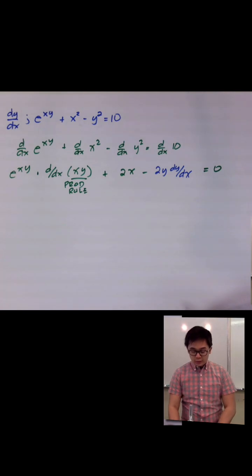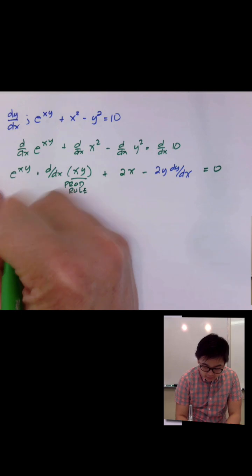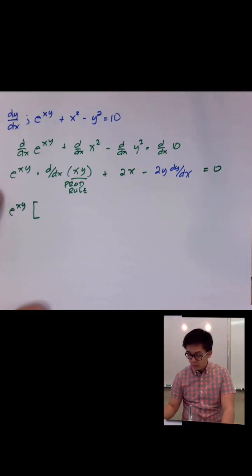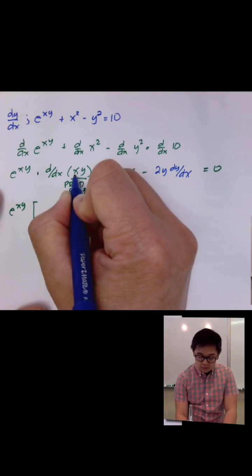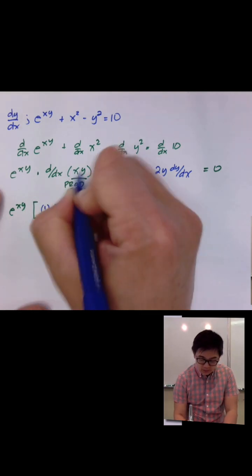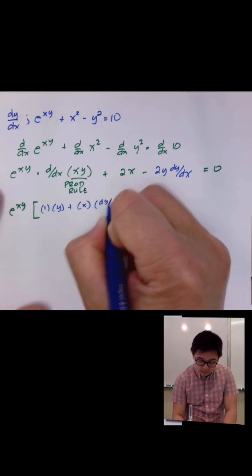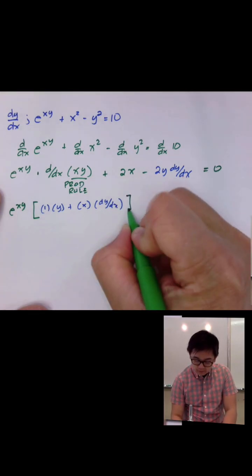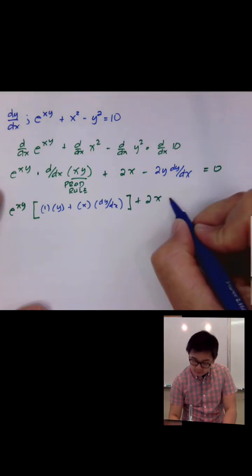for this function. Plus the derivative of x squared is 2x minus, this time we'll have 2y dy/dx equal to 0. So by using the product rule, let's copy e to the xy and take the derivative of xy with respect to x. Usually I just take the derivative of the first and copy the second, plus copy the first and take the derivative of the second, which is dy/dx. And that's my product rule for xy.